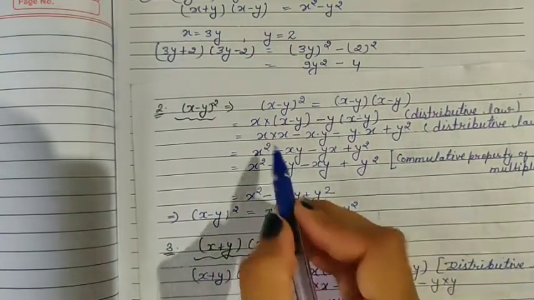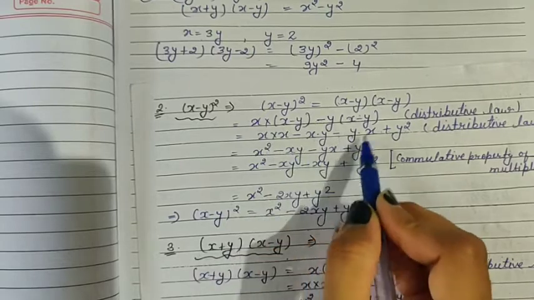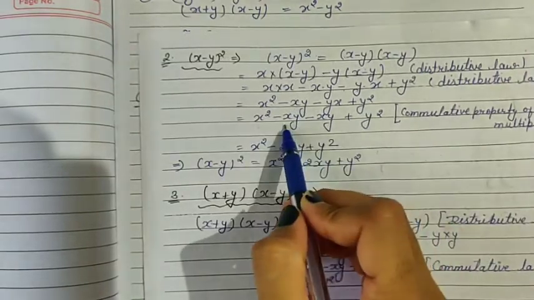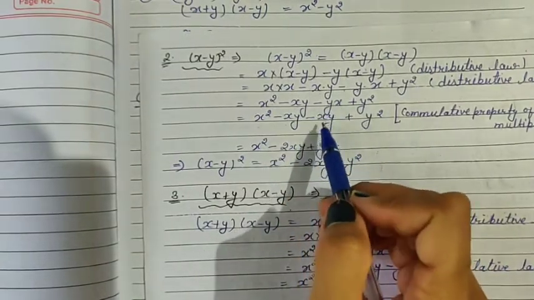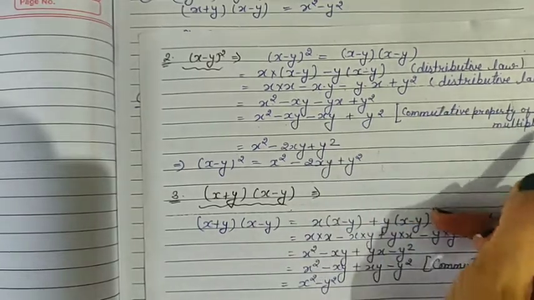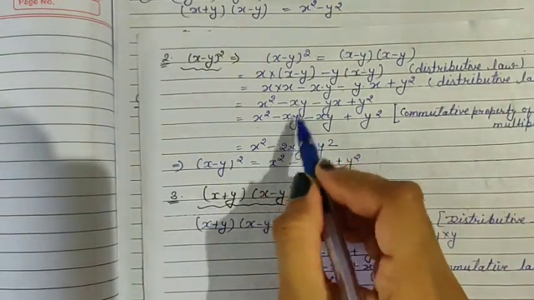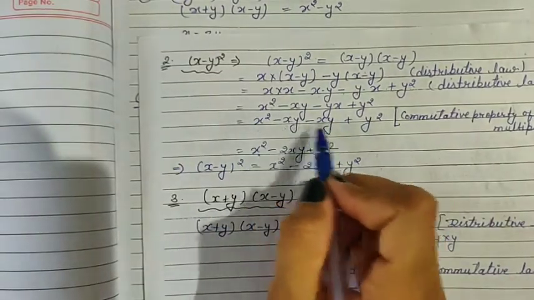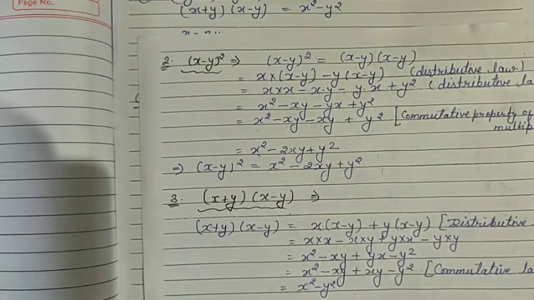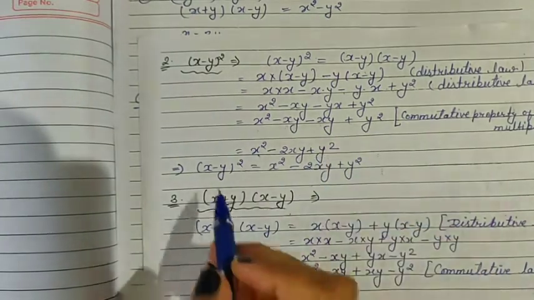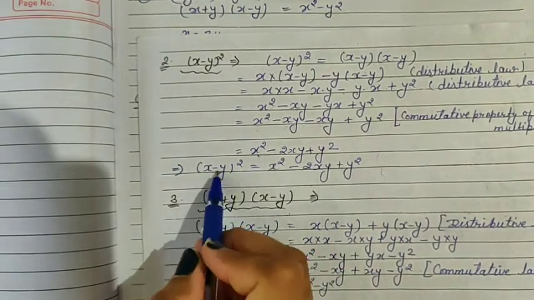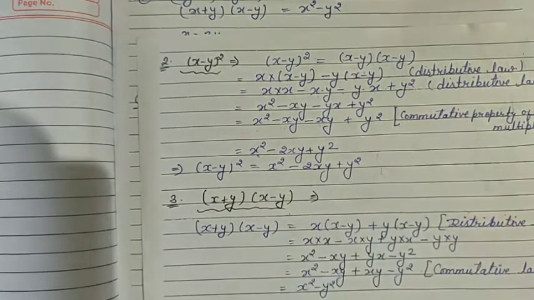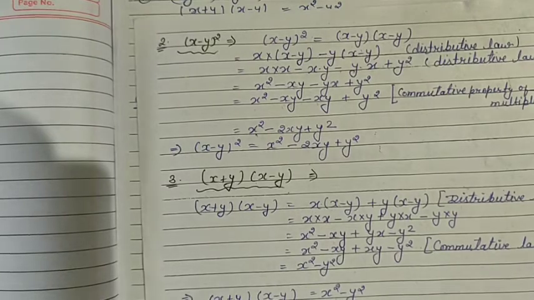This is distributive law. So x square minus xy minus yx plus y square. So x square minus xy minus, we can write yx as xy, commutative property of multiplication. x square minus xy minus xy plus y square. So x square minus xy minus xy is equal to x square minus 2xy plus y square. So whole square of x minus y is equal to x square minus 2xy plus y square. This is our second identity.